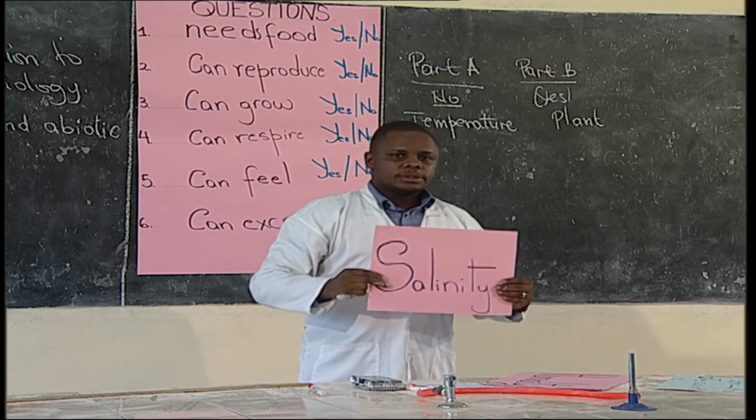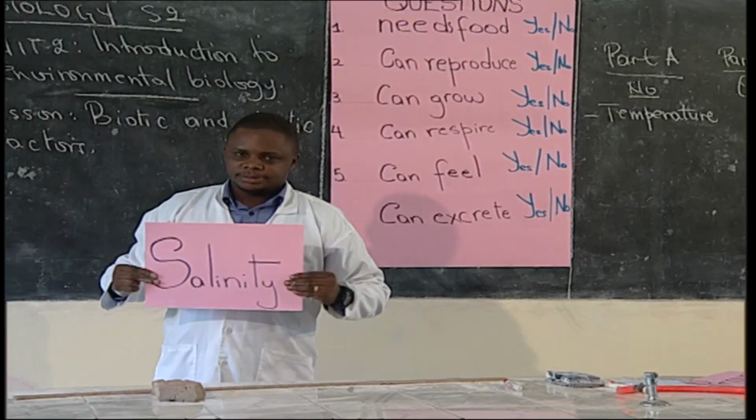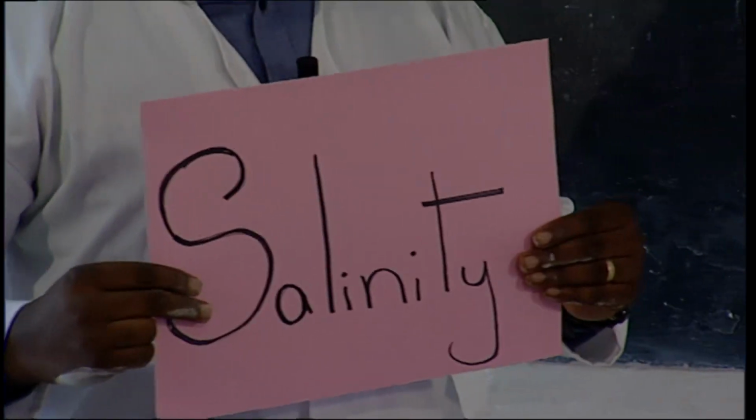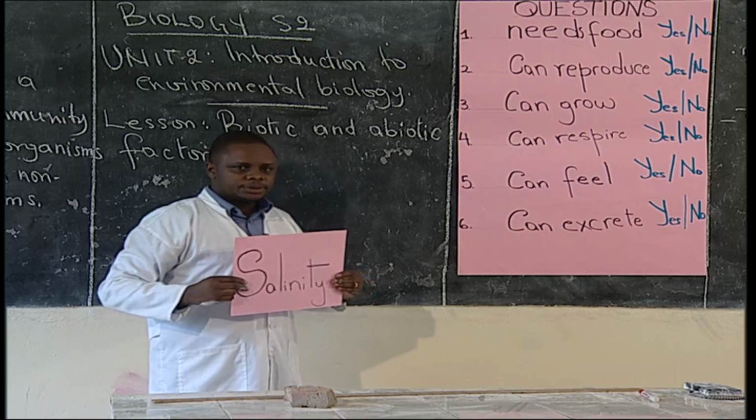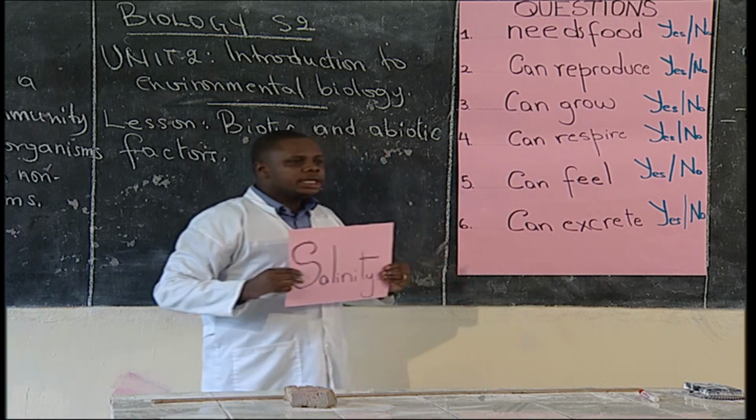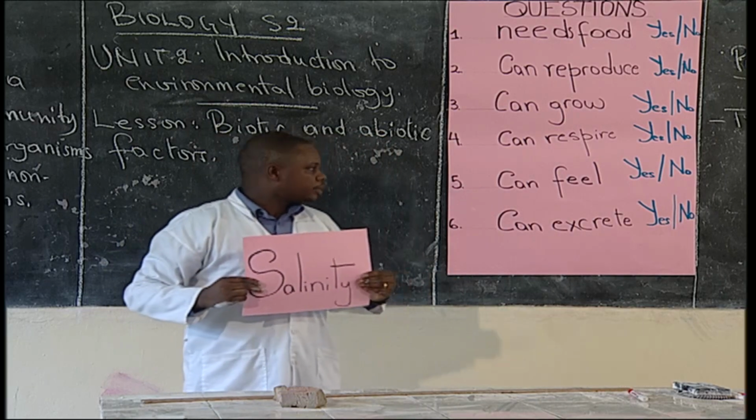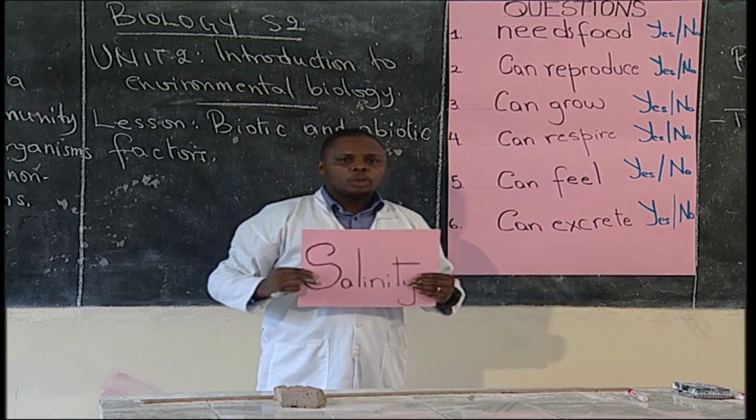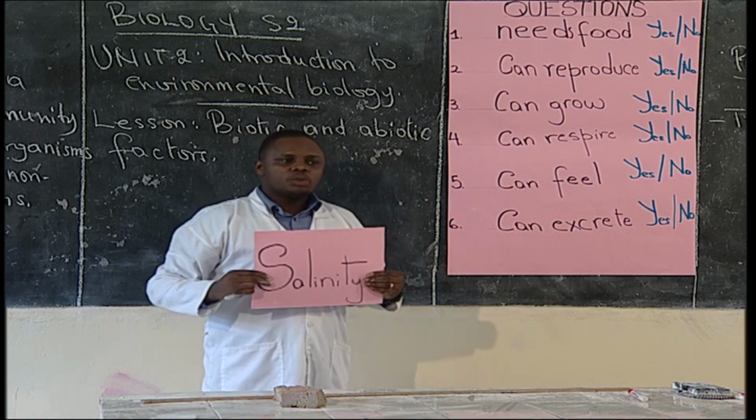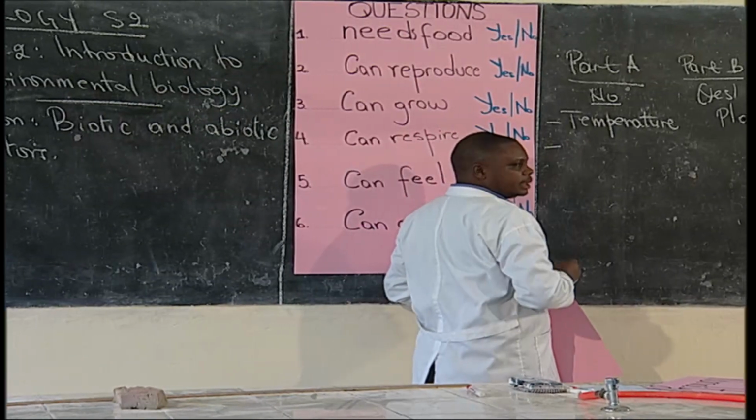We have salinity. This is about salt. You can choose salt, like sodium chloride. Can sodium chloride need food? No. Can it reproduce? No. Can it grow? No. Can it respire? No. Can it feel the environment, whether hot or cold? No. Can it eliminate waste materials? No. We put it in part A.